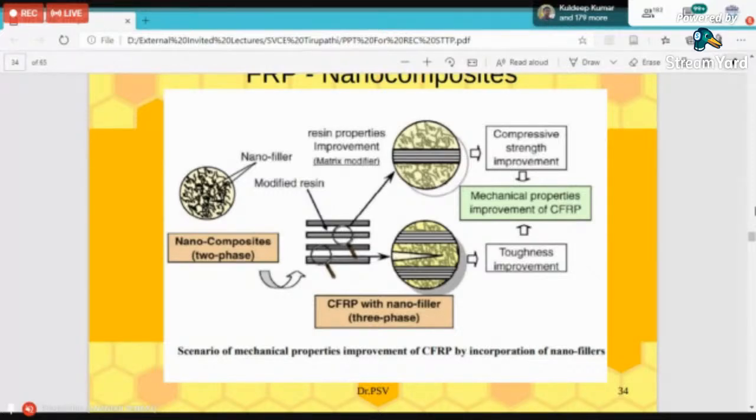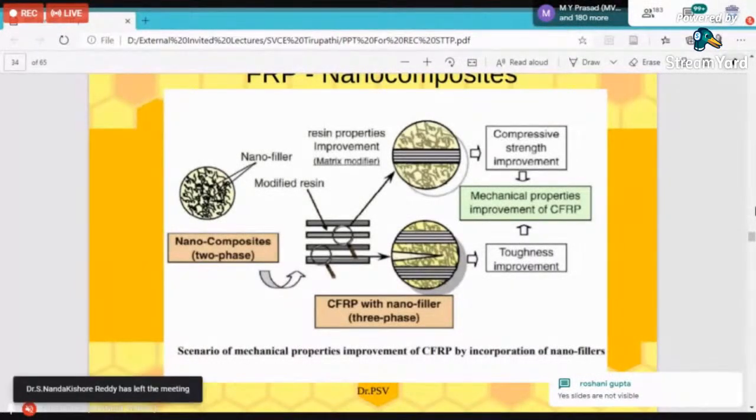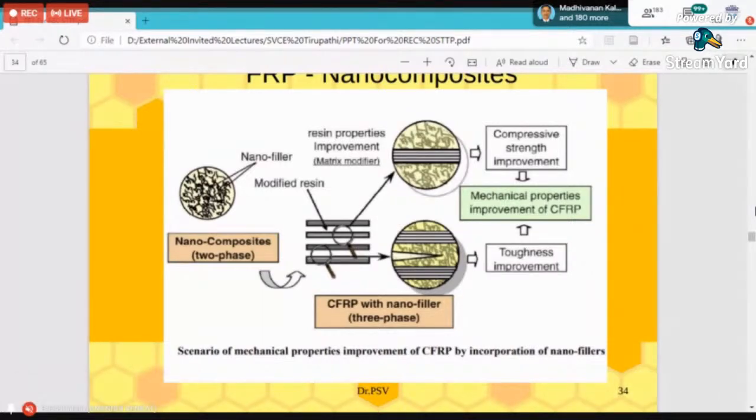For example, for the production of carbon fiber reinforced plastic, CFRP, with the nano fillers. So that is a three-phase material. Matrix phase? Another one is the fiber phase?